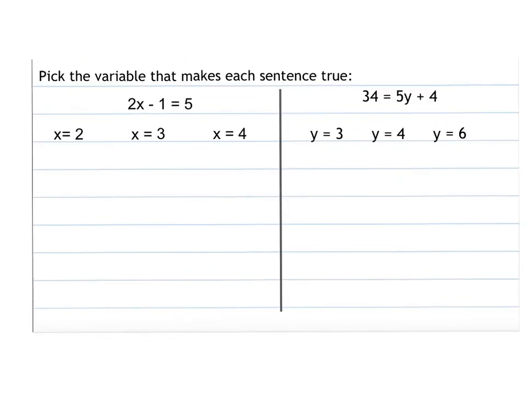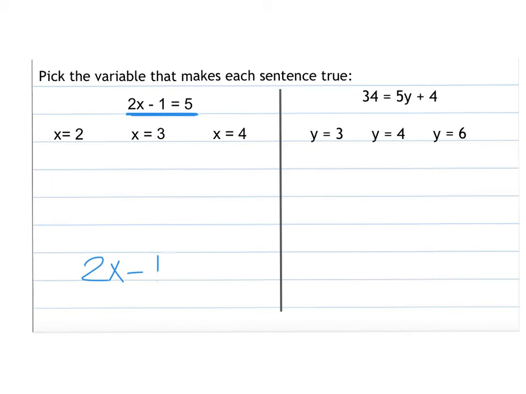So now we are given a couple of equations, and we need to figure out which variable we can put in to make each sentence true. When we have an equation like 2x minus 1 equals 5, there is one solution to this equation to make it true. Meaning there's one value of x that we can put in to make it true. If we just had 2x minus 1, we could have an infinite number of values of x because it's not telling us that it has to equal something.